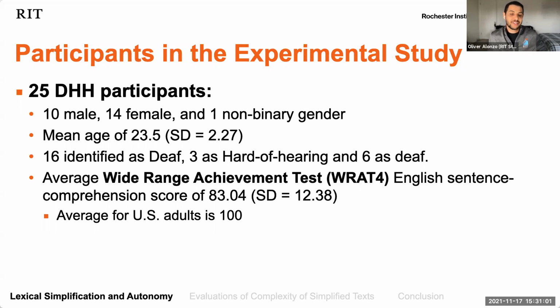And then we also had participants respond to the English sentence comprehension subtest of the Wide Range Achievement Test, which has been validated as a way to measure deaf and hard of hearing readers' literacy levels. And so the participants in our study had an average score of 83.04, which is slightly below the average for the general US population of 100.